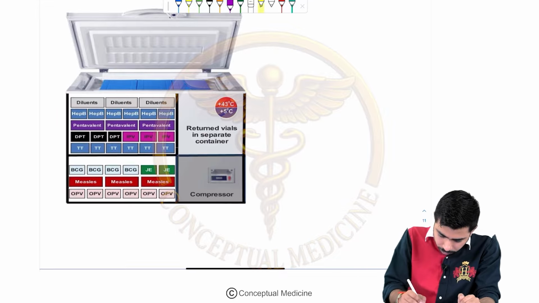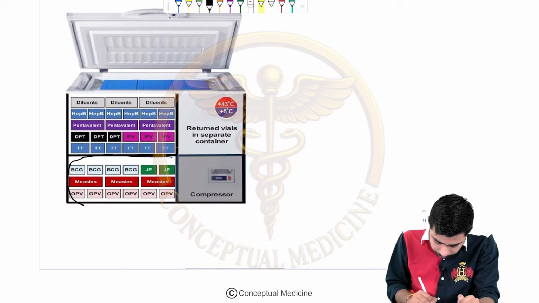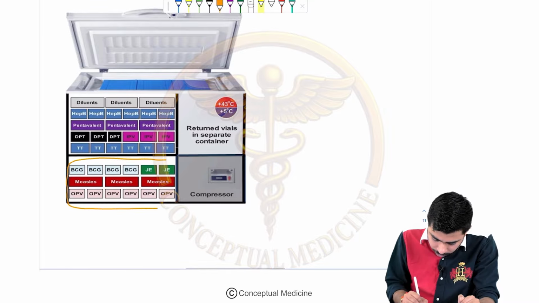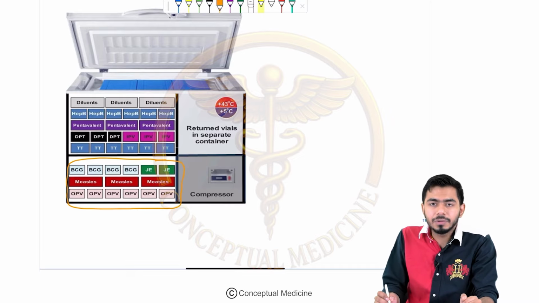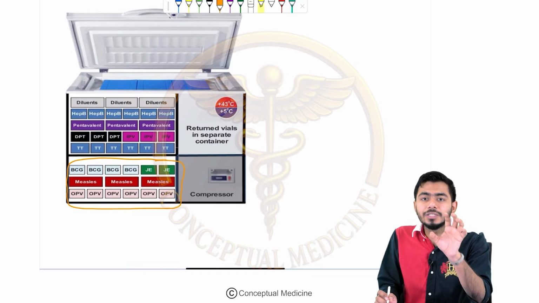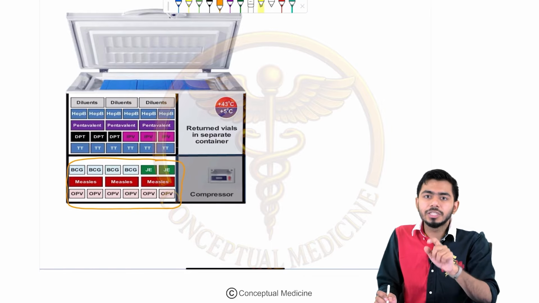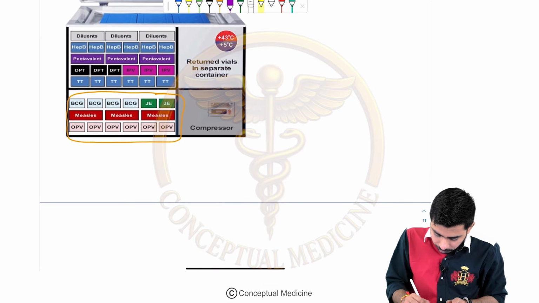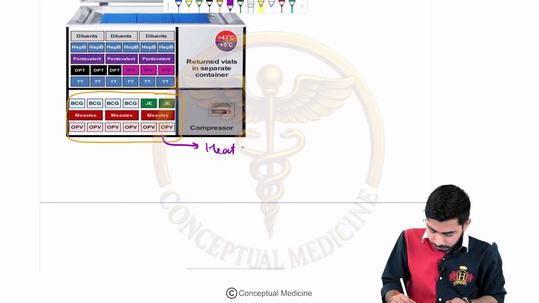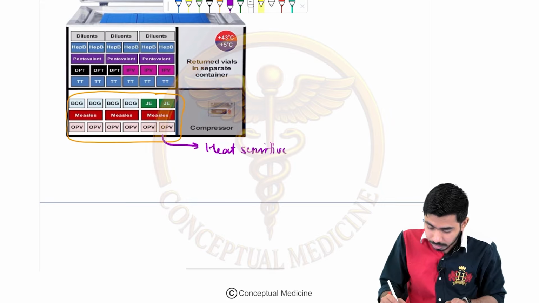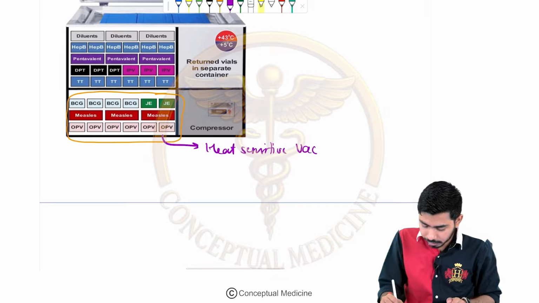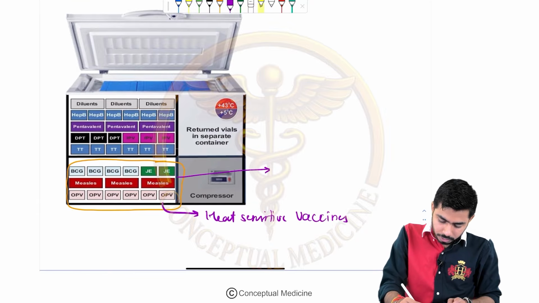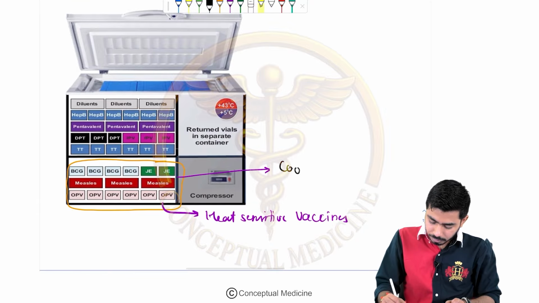This area, if you are seeing over here, I will use a different color. This area will be the colder area. For heat sensitive vaccines, we will be keeping them in this area, that is the deep area. So it is better to keep them in the colder area. Here we shall be storing the heat sensitive vaccines, and this area will be the more cooler area.